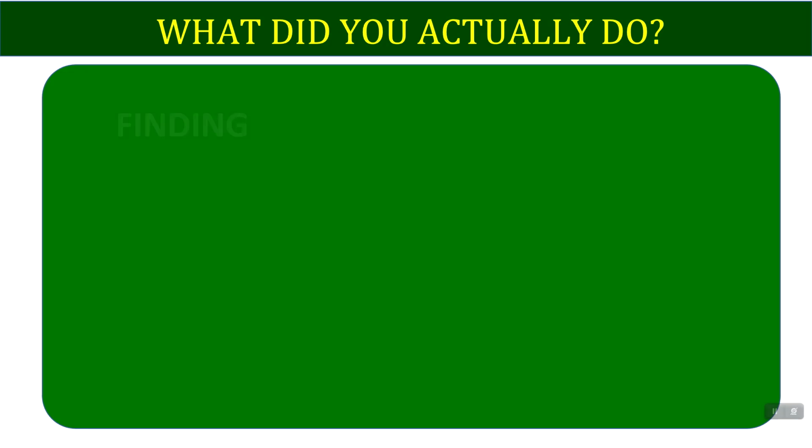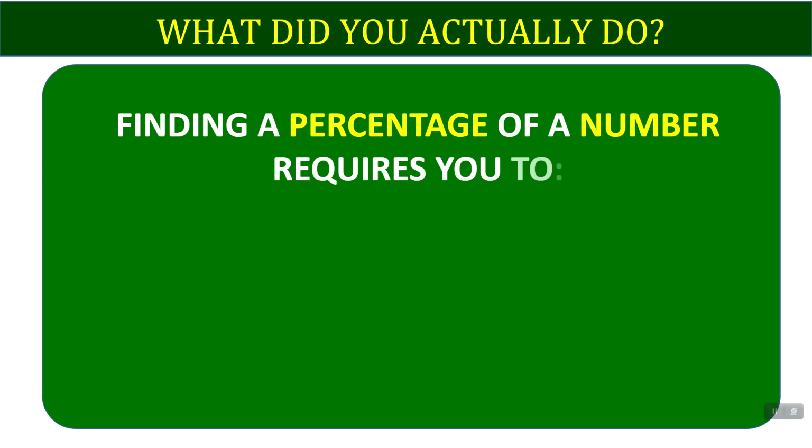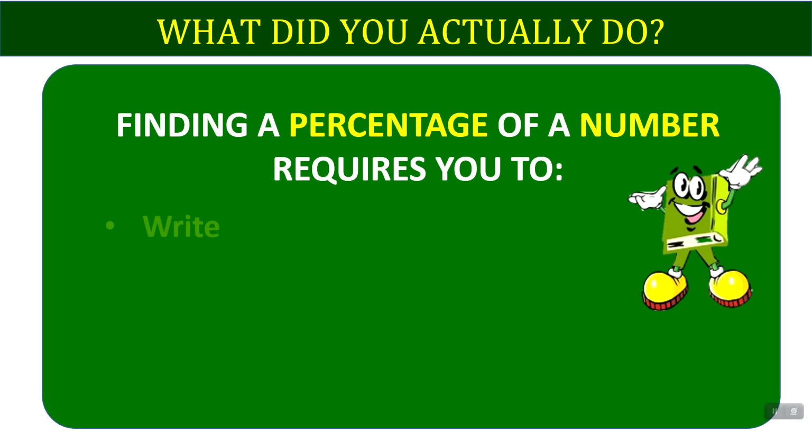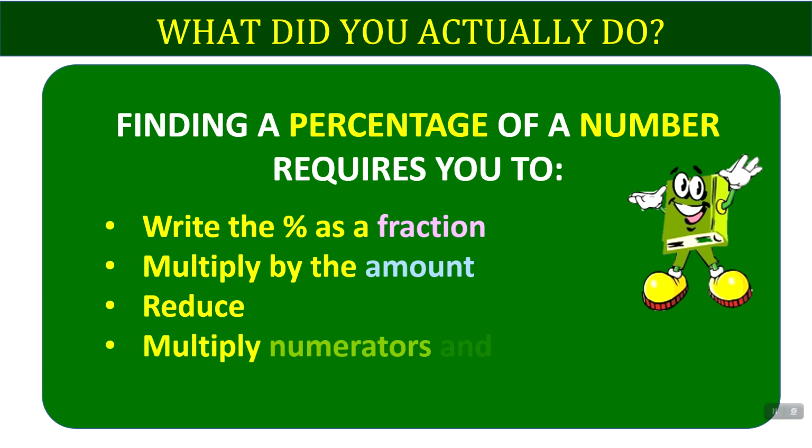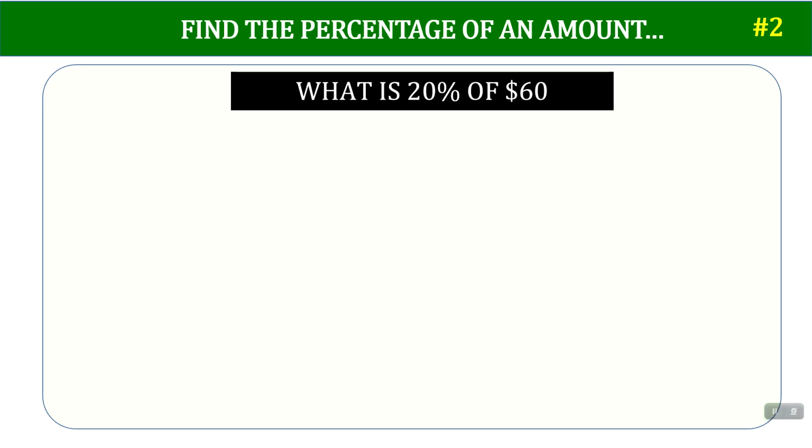What did we do just now? To find the percentage of a number, what we did was we wrote the percentage as a fraction. Then we multiplied by the amount. We reduced, and then we multiplied numerators and denominators. So let's look at another one.